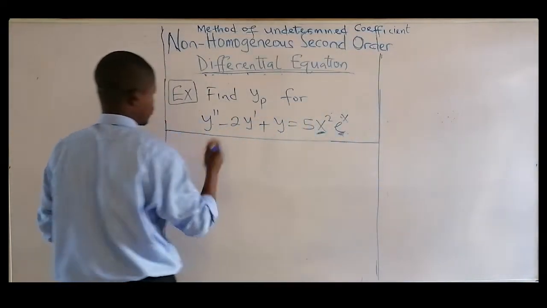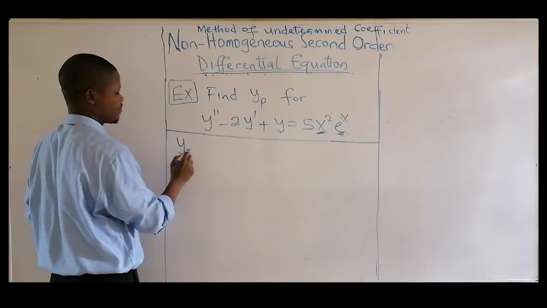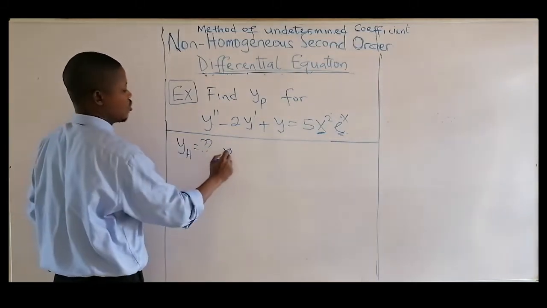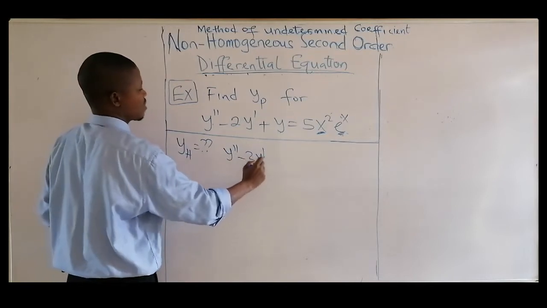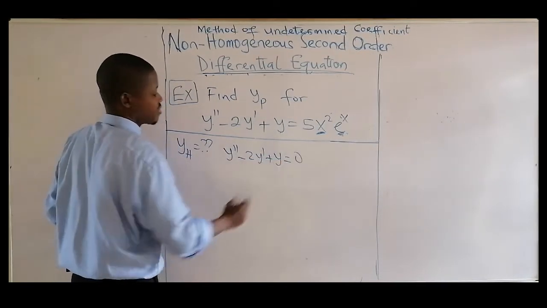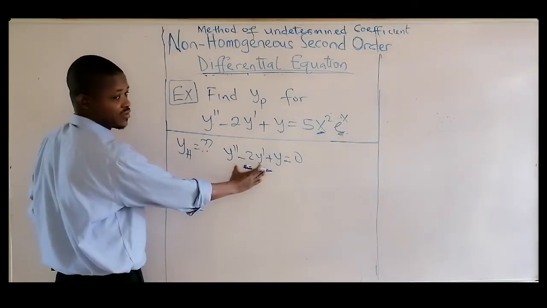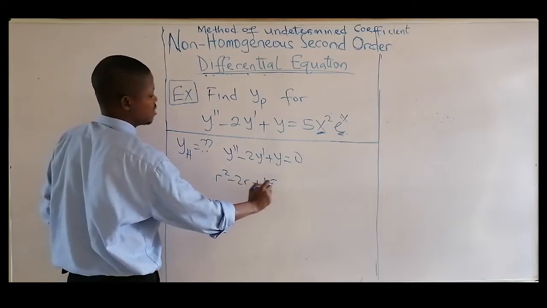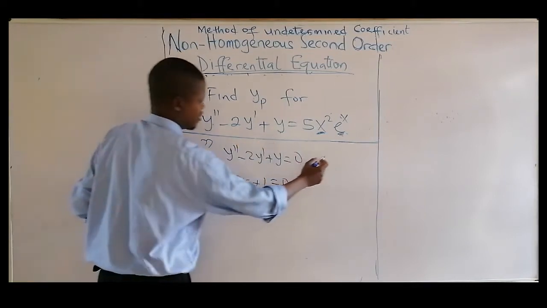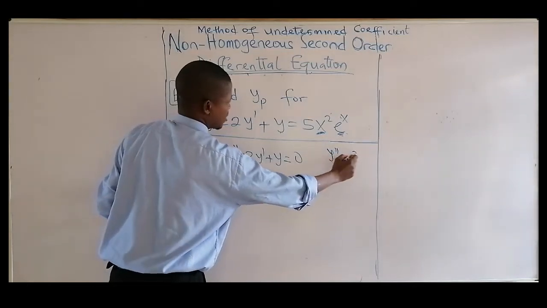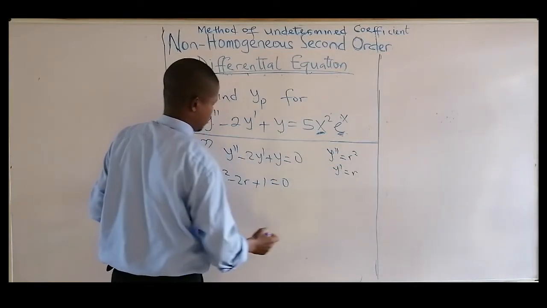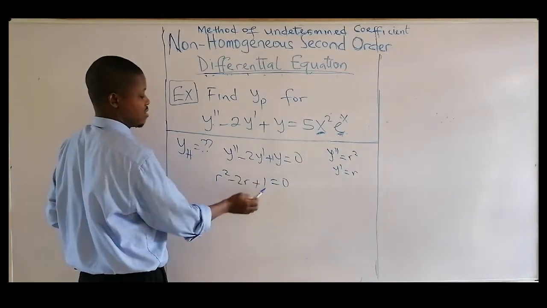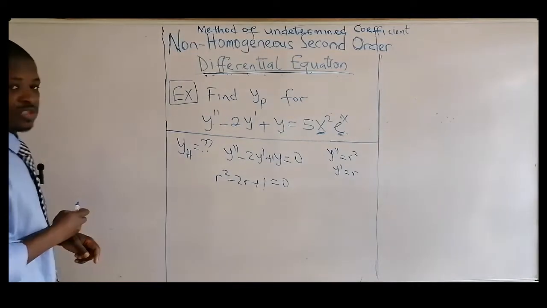So the first step is to get the homogeneous equation, this yH, whereby your differential equation plus y equals 0. Then we can get the auxiliary equation, which is r squared minus 2r plus 1 equals 0. For the second differential we use r squared; for the term without differentiation, you write only the coefficient of that y.